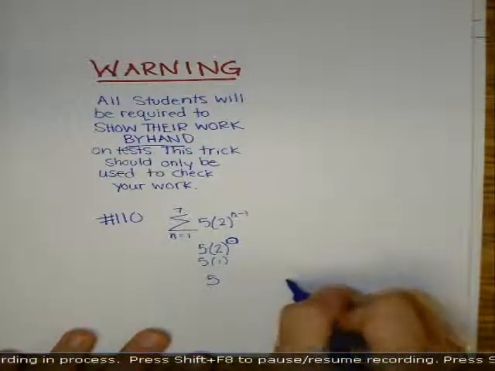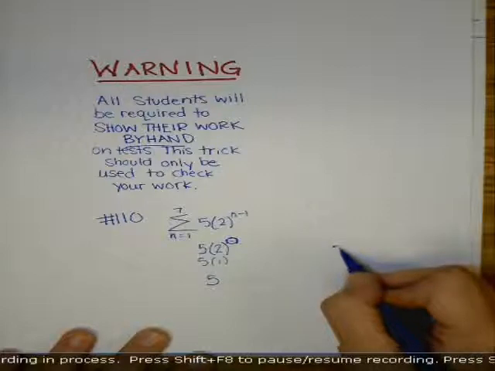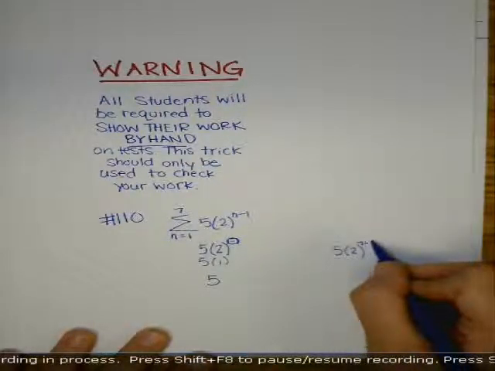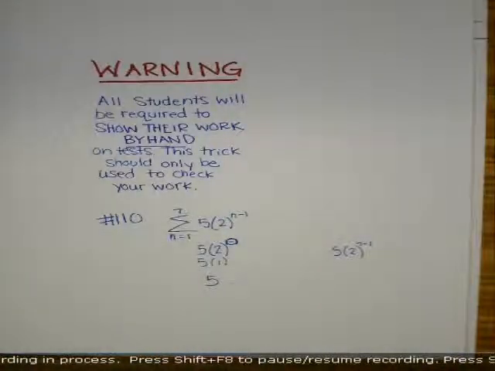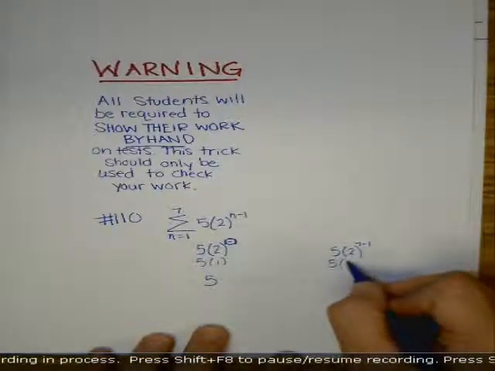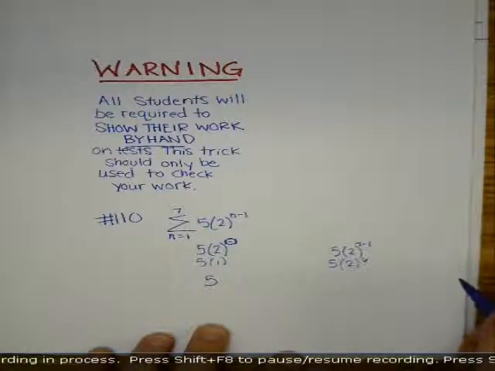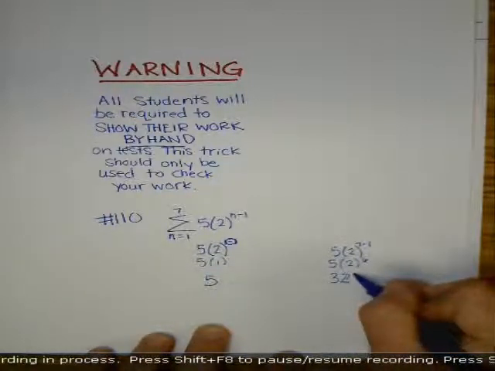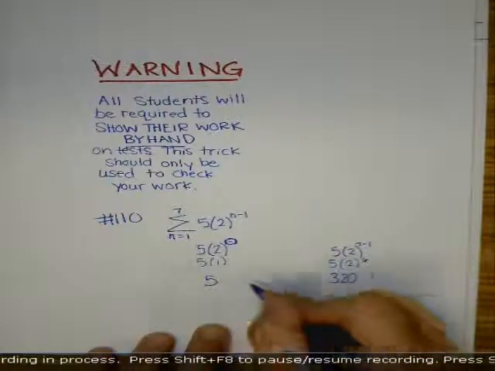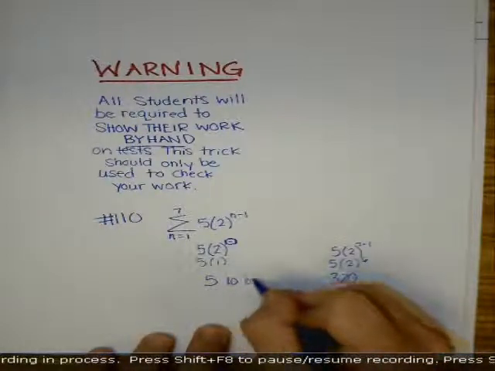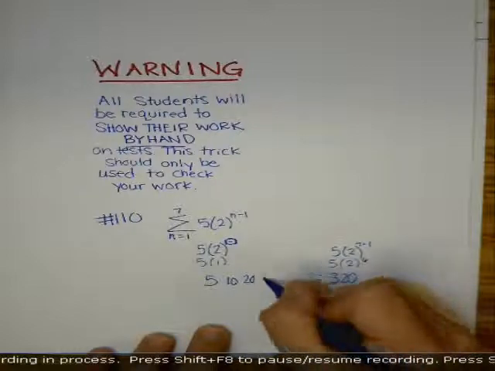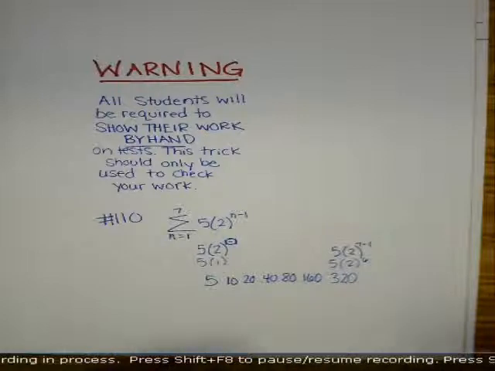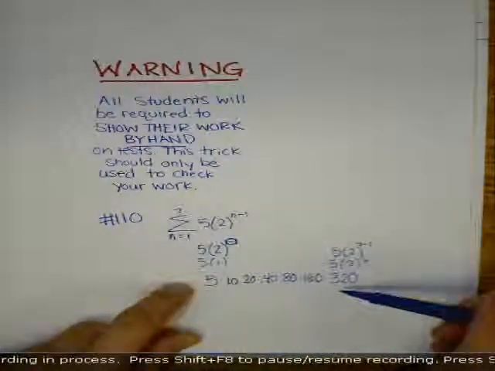And we kept this up all the way until we got to the last term, 5 times 2 to the power of 7 minus 1. So that was 5 times 2 to the power of 6. And when you plug that in your calculator, you got 320. And you had a whole bunch of numbers in here. I think it was 5, 10, 20, 40, 80, 160 and 320. But you had to go through this work to get each of those.